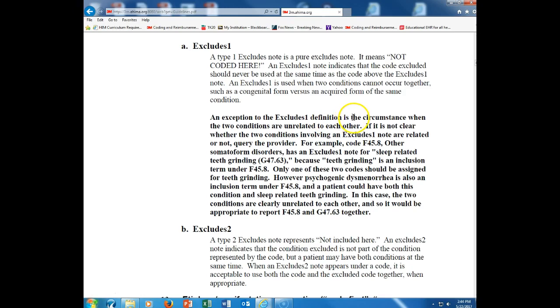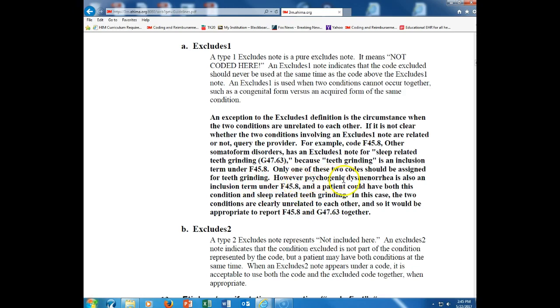And this exception is when there are two conditions that are unrelated to each other. And if it's not clear whether the conditions are related or not, then you need to query the provider. And the example they have here is F45.8, and we'll look at that in just a minute. Other somatoform disorder has an excludes note 1 for sleep-related teeth grinding, which is G47.63, because teeth grinding is an inclusion term under F45.8. So only one of those two codes should be assigned for teeth grinding.